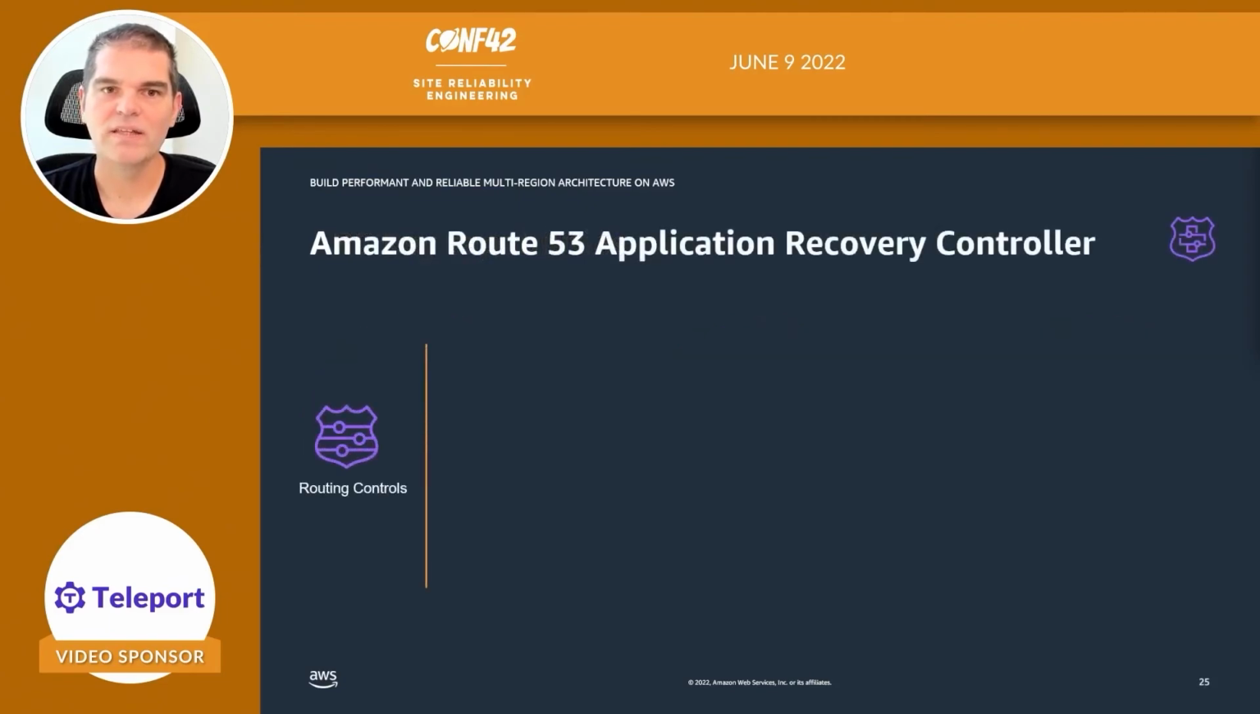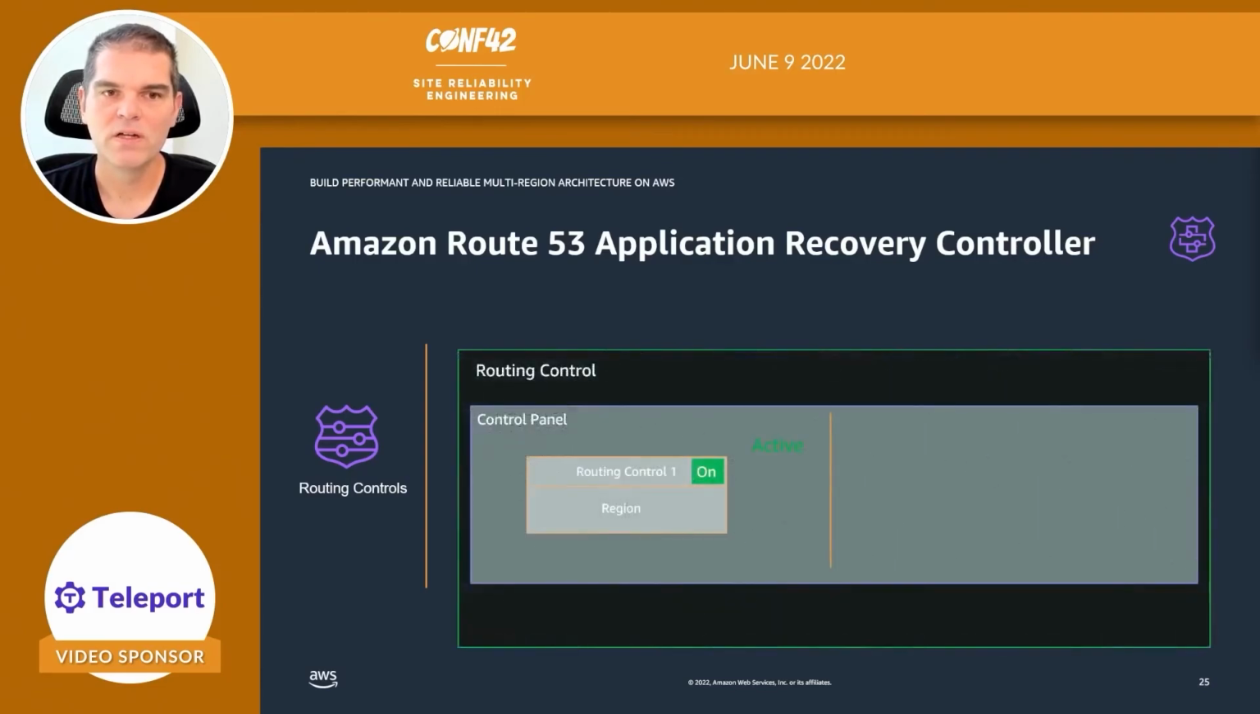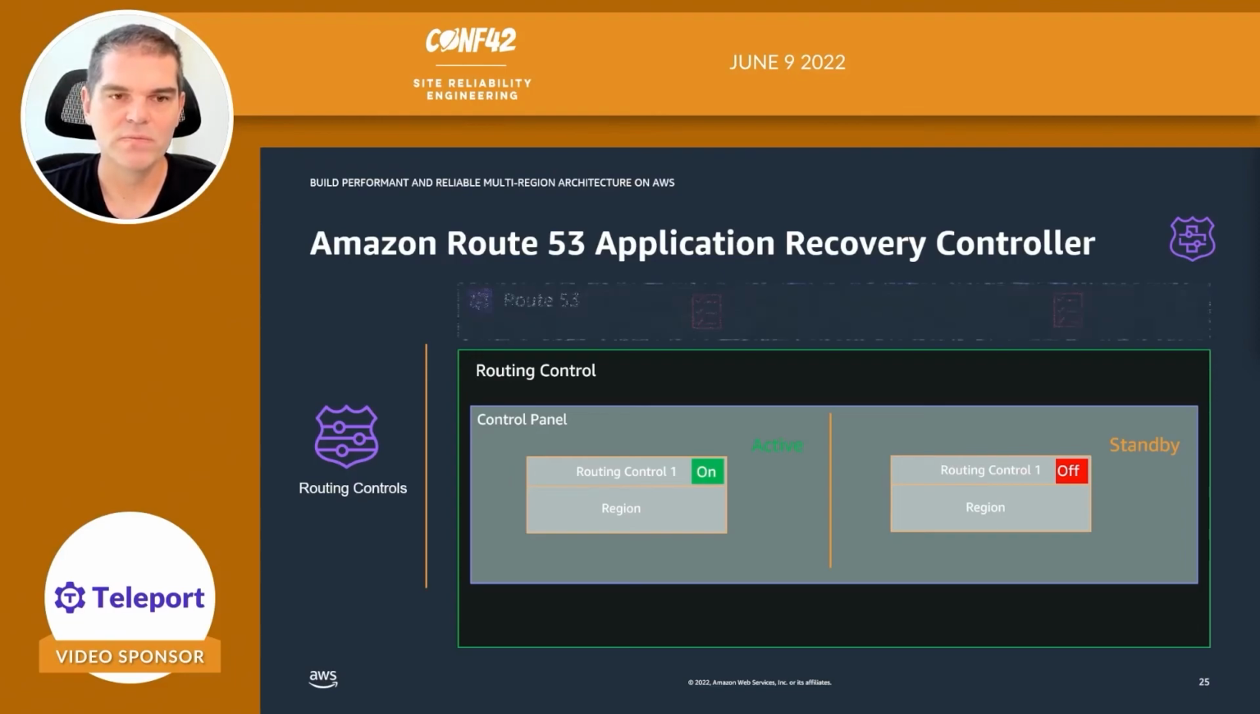Let's look closer at the architecture of the Application Recovery Controller. We start by looking at routing controls. Routing controls allow us to create control panels and model the desired cell structure of our application and how our big red emergency buttons or circuit breakers should look like. In this example here, we have two cells with one circuit breaker switch each. The cell in the active region is currently in the on position, while the cell in the standby region is in the off position.